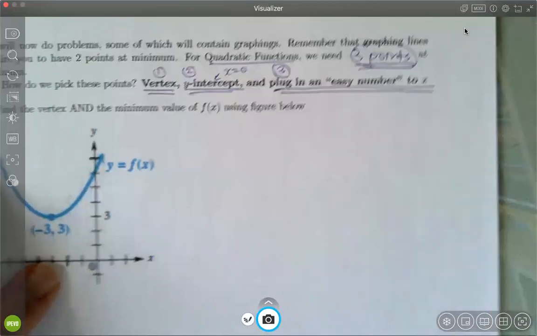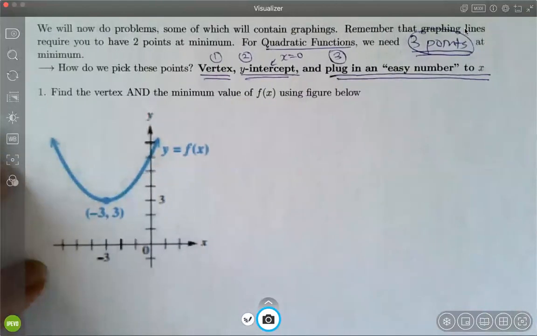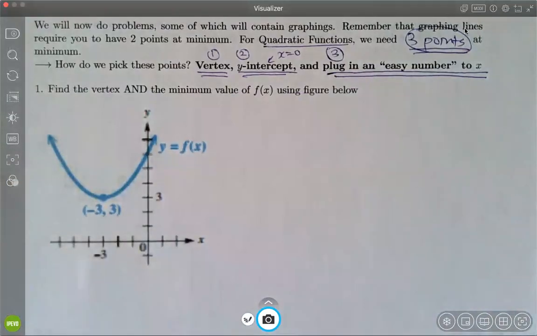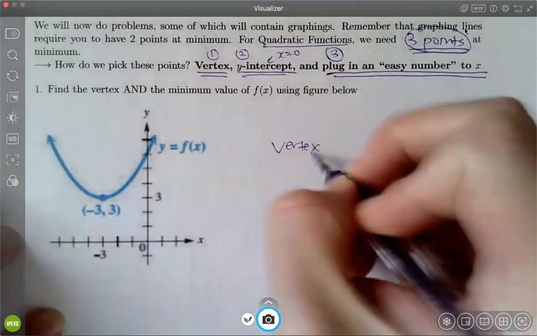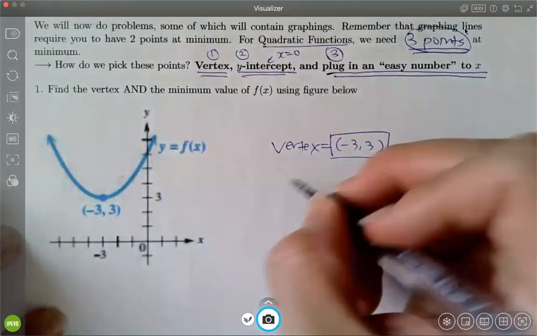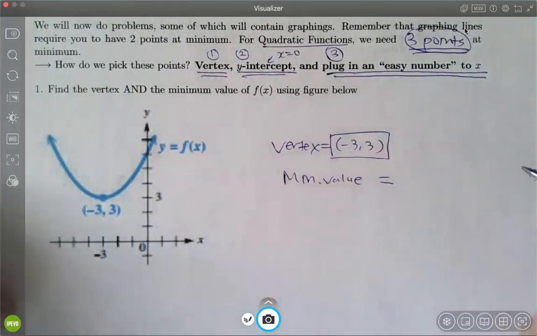So now let's work on these problems. Find the vertex and the minimum value of the function using the figure below. Now this is kind of the easiest problem. Can you see the vertex right away? Negative 3, 3, right? Yeah. So the vertex is pretty easy. And now, what is the minimum value of this function?